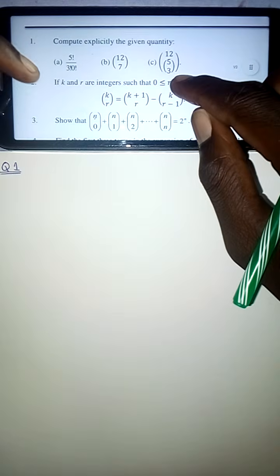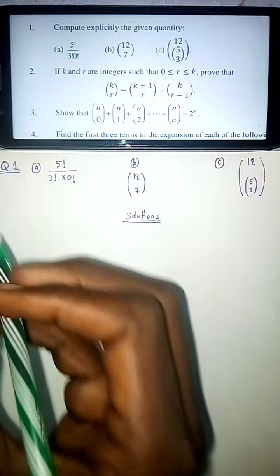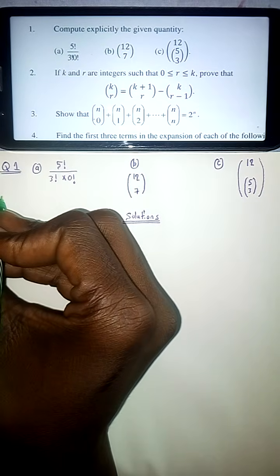So here is our first question, which reads: compute explicitly the given quantity. Let's compute this given quantity, starting with the first one. Alright guys, so this is our first part, right? So how do we solve such a problem?